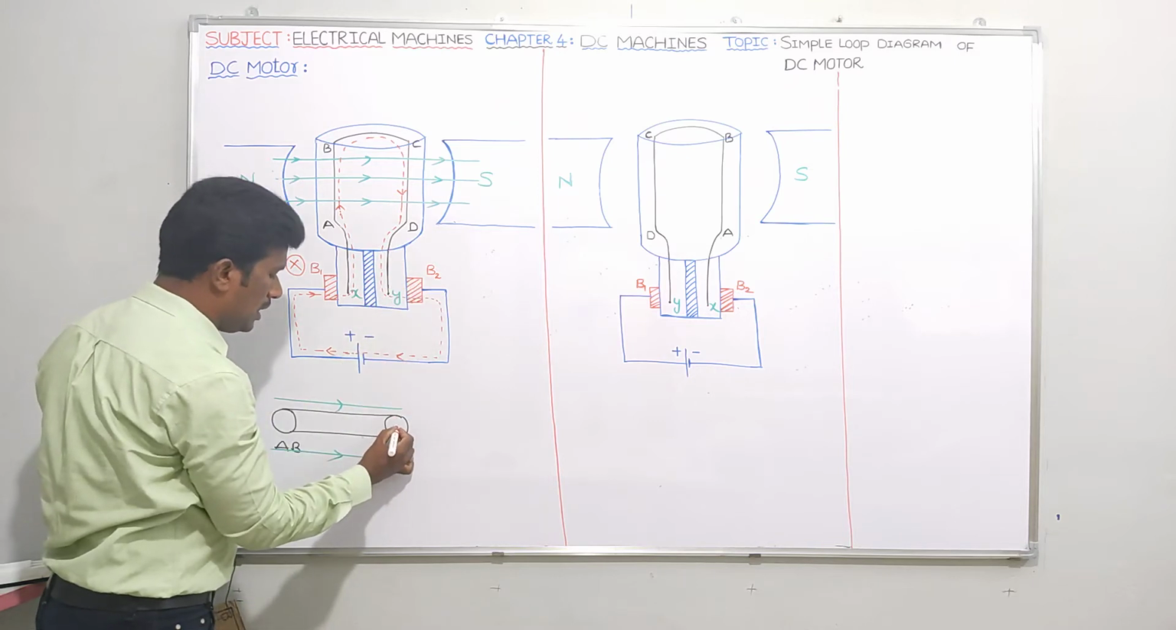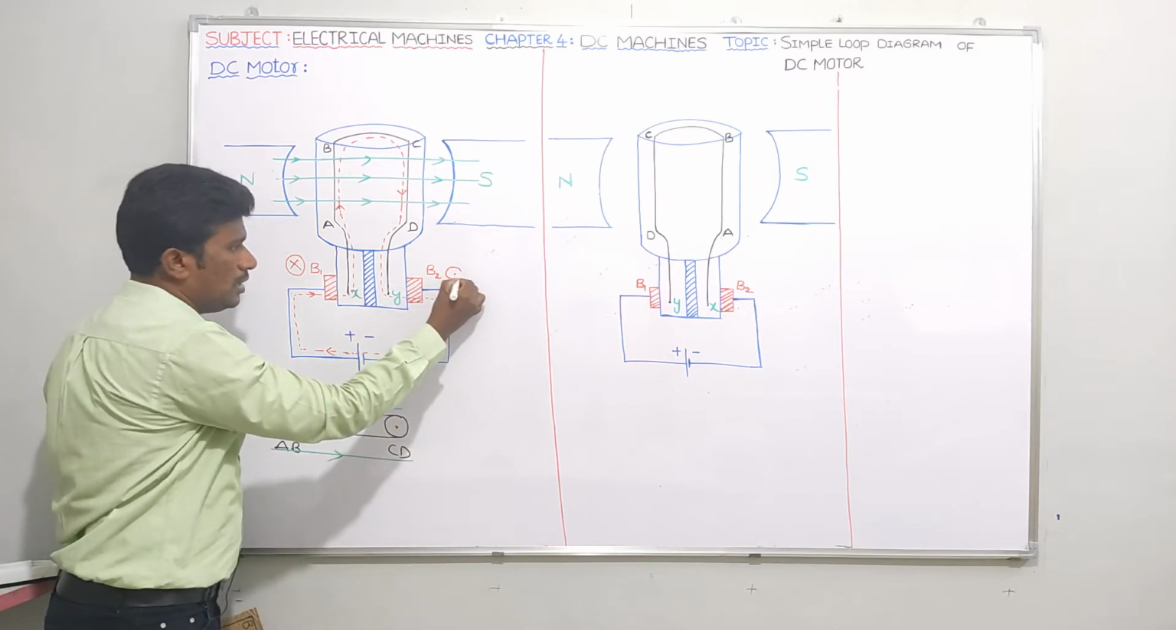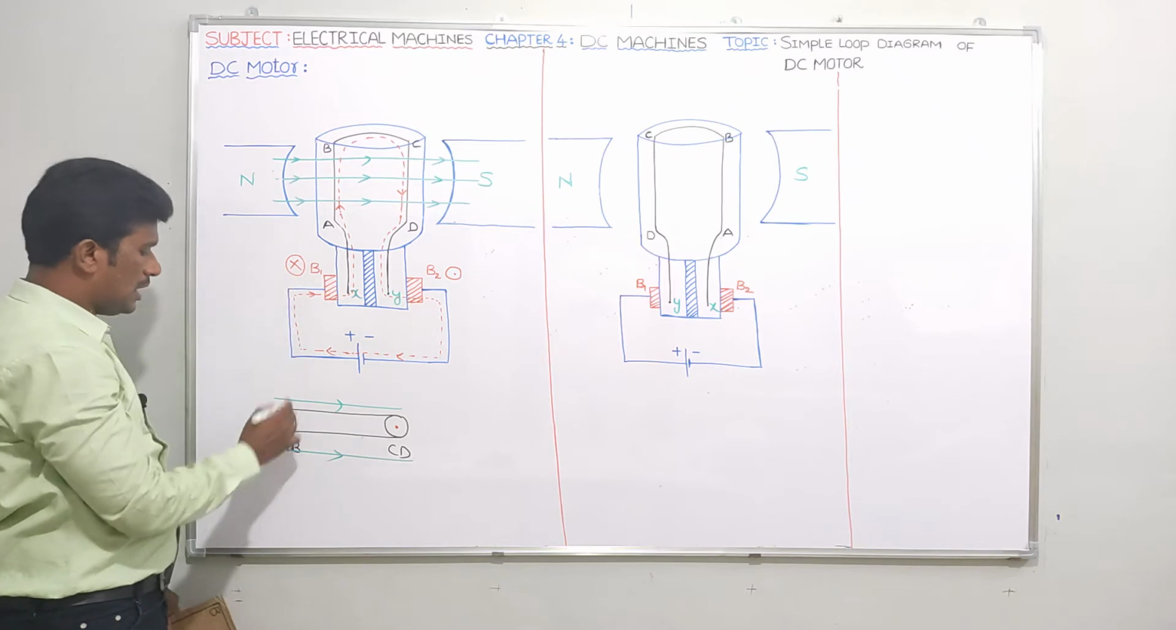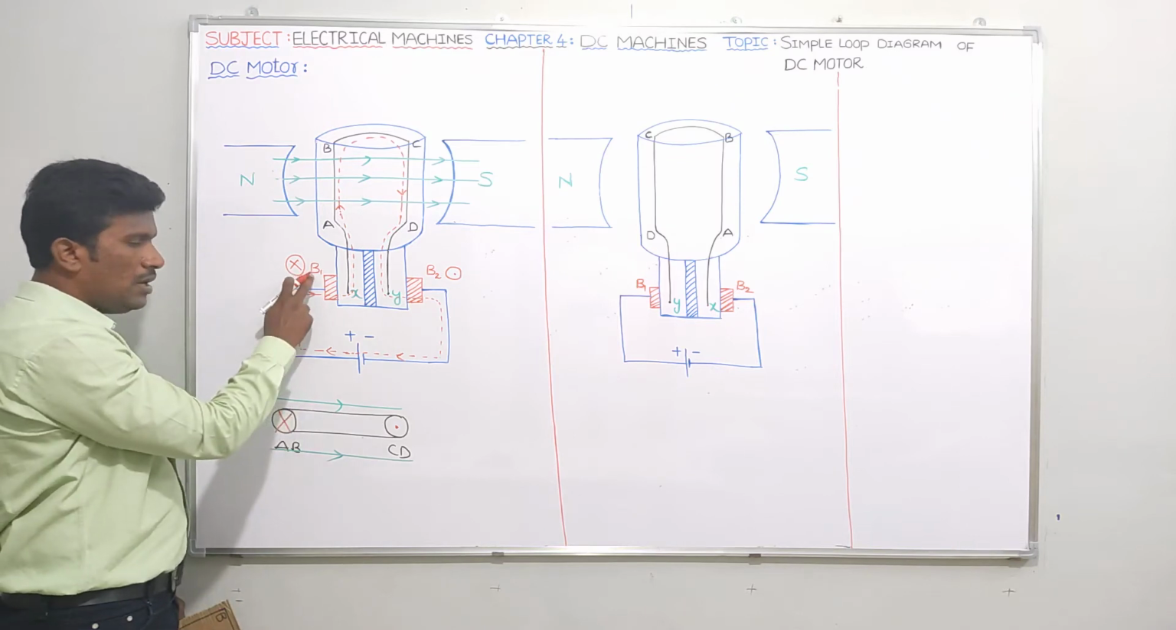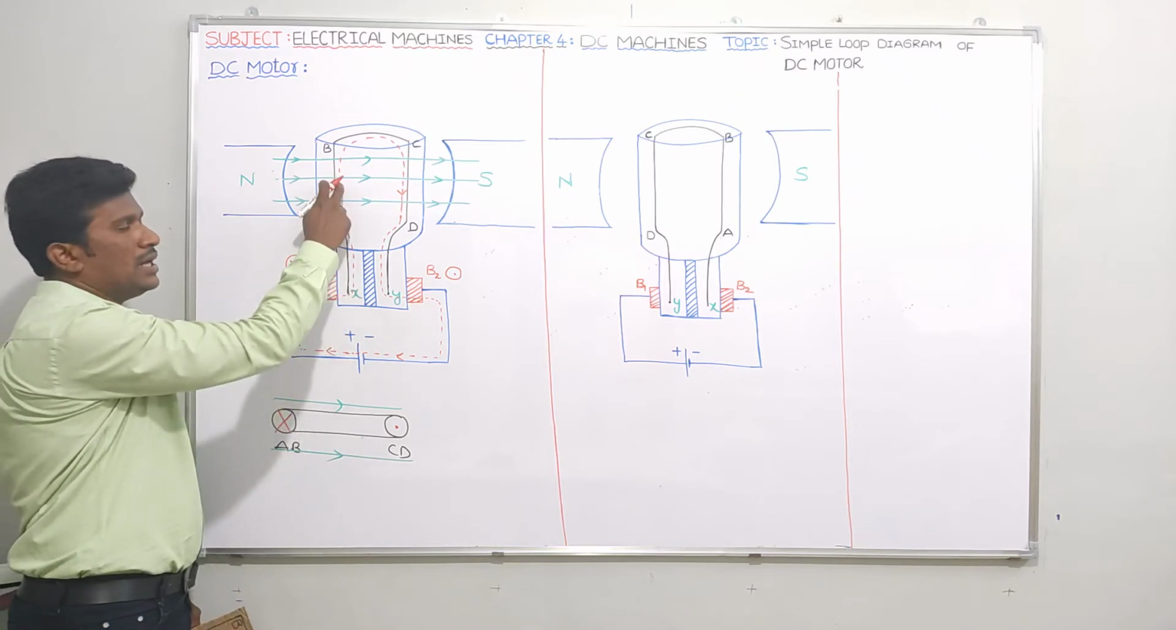Let me show a dot here. That's it. So let me show a dot here. And I told you B1 means cross. Let me show it at AB. B1 means it is related to the AB conductor.